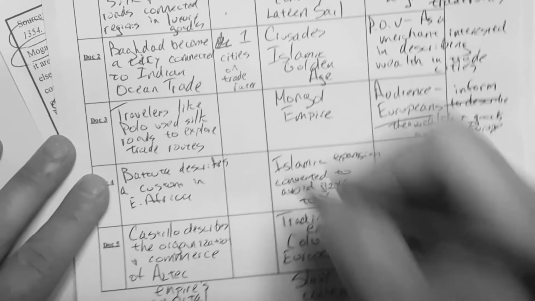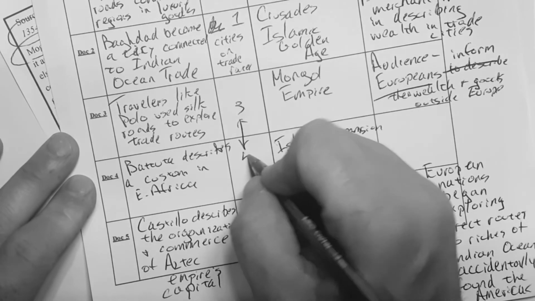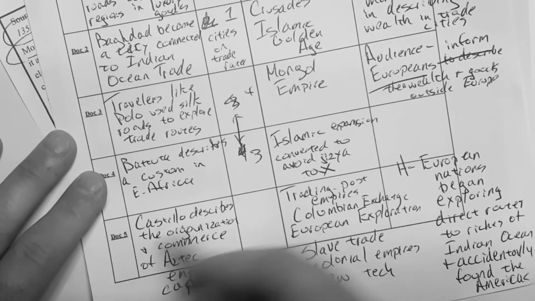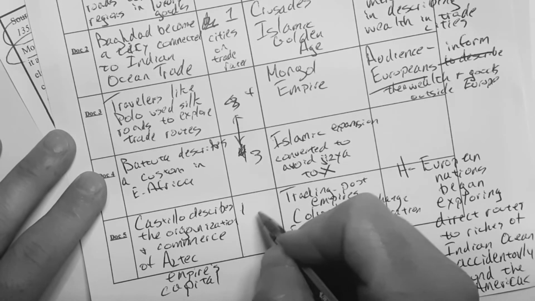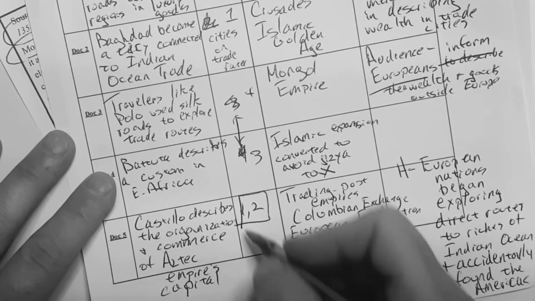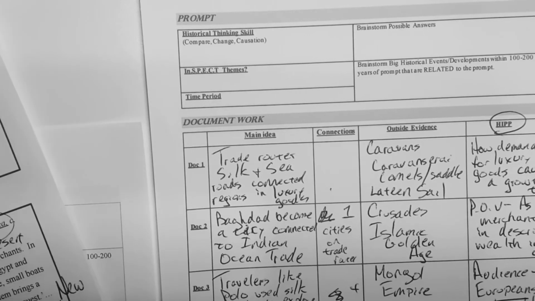All right, so connection. So there's the travelers connection here. So documents 3 and 4 definitely have a connection. Documents 1, so this has a connection with 1 and 2. It talks about the cities, got the explorers. So now you have to decide. So now we're going to come over here to my other page, which is not here. All right, so this is the tricky part.